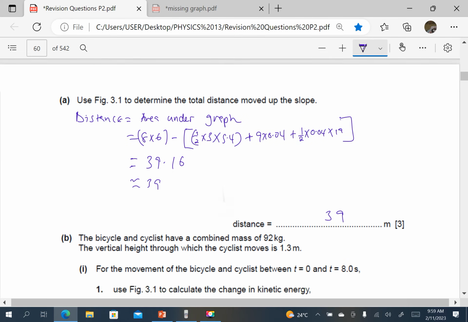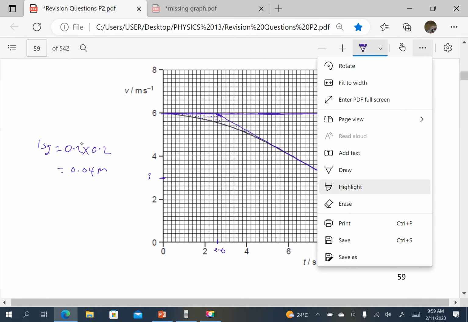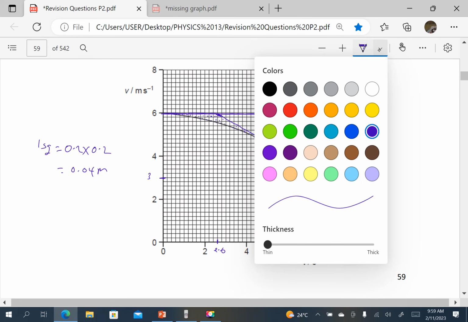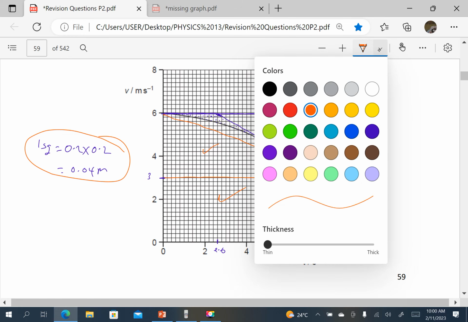Okay, so you can use any other method. Somebody would prefer to draw a triangle or a rectangle inside. Me, I will draw a rectangle inside here, and maybe draw off a triangle here. So they first find the area of this rectangle, the area of that triangle, and then count the small squares remaining there. But remember, you need to know the area representing one small square. Then you add to find the total distance, because distance is the area under the graph. Okay.